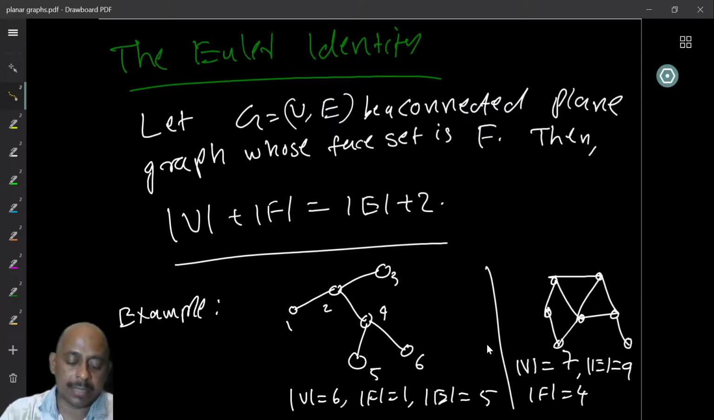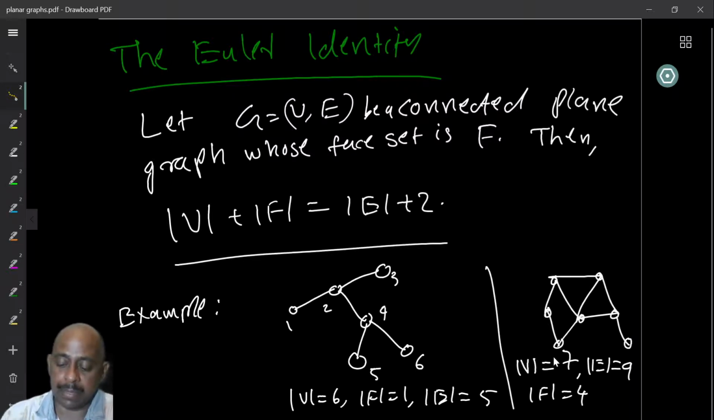So again, examples. If you take any tree, there is no cycle. There is only one face. The number of vertices is 6. The number of edges is 5. And that's it, so you have the identity. Similarly, you take any other graph. You have the number of vertices 7 here. The number of faces is 4. And then you have the number of edges to be 9. So this is the identity.